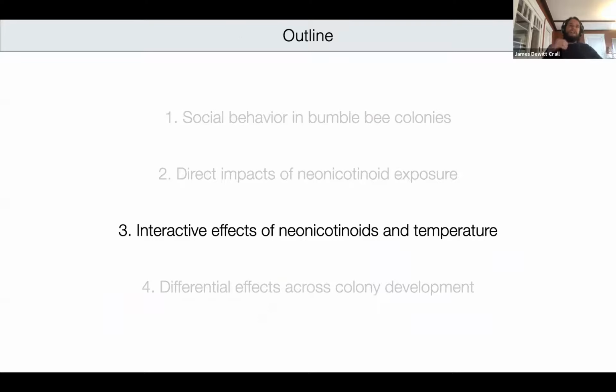Okay, so that tells us that in addition to direct effects in nice, clean laboratory conditions, there are also likely interactive effects with a stressor like temperature in naturalistic outdoor conditions.